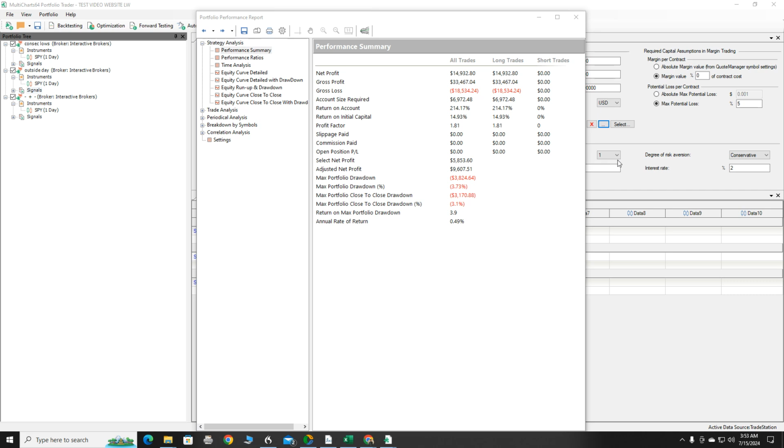But you can also do it at a portfolio level with many different strategies, hundreds of strategies, using position sizing based on profits in the portfolio. So it works really well in the portfolio version.